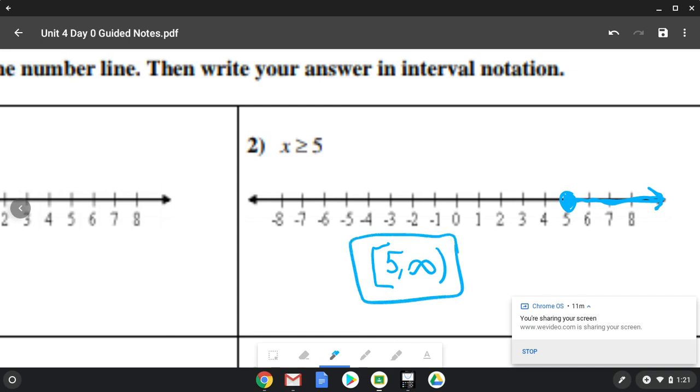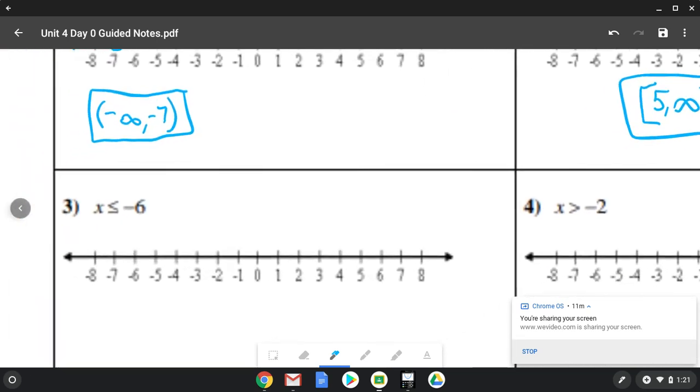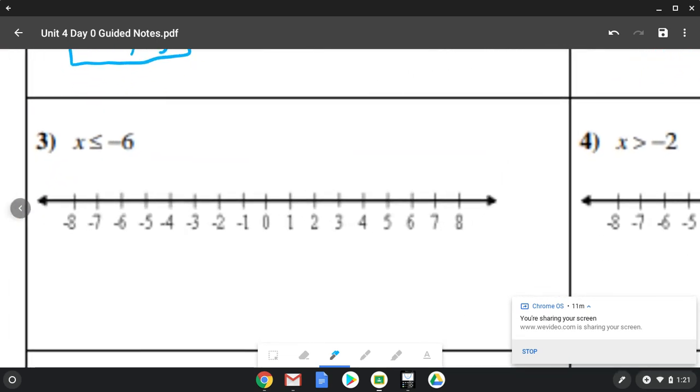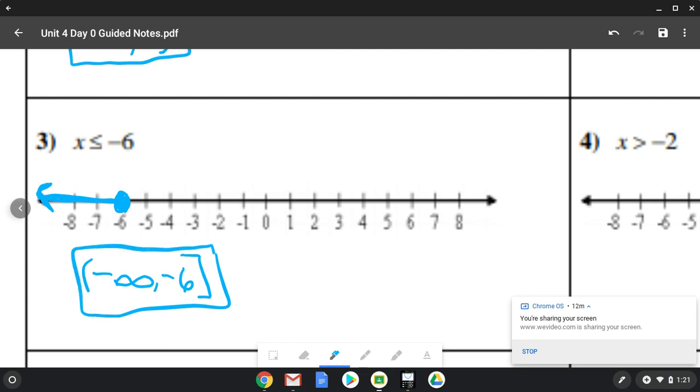Let's go to number 3. This one has a circle at -6. It's closed because it has an equal to, and it's shaded to the left because it says less than. So now this is negative infinity with a parenthesis because it's shaded to the left. It goes all the way to -6. That's where it stops on the right side here. And that's closed, so it's a bracket. So that's our answer there.